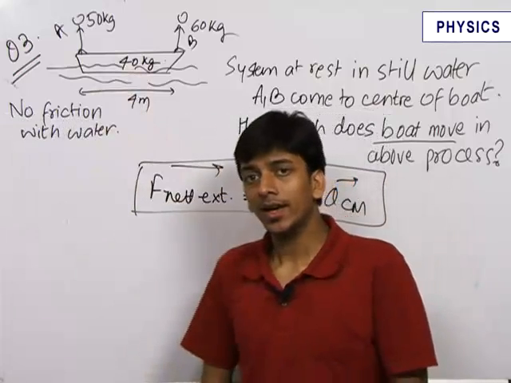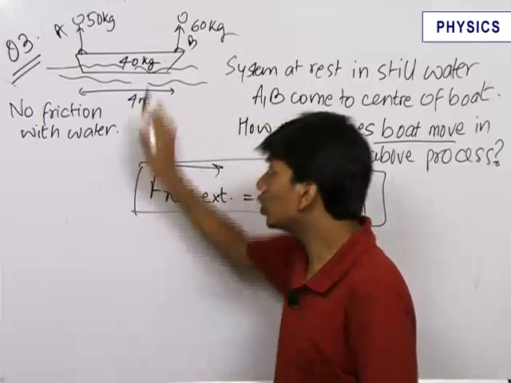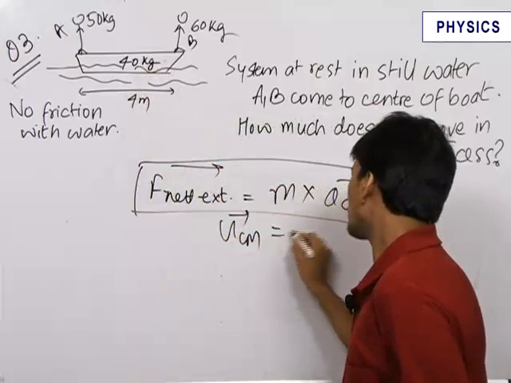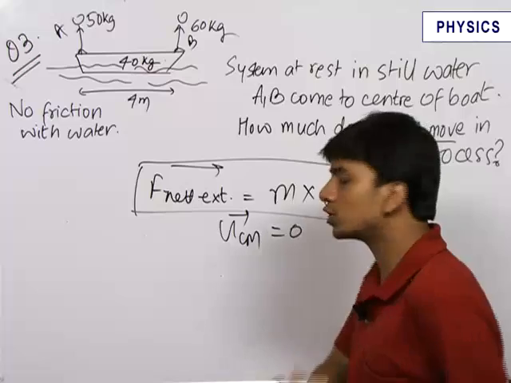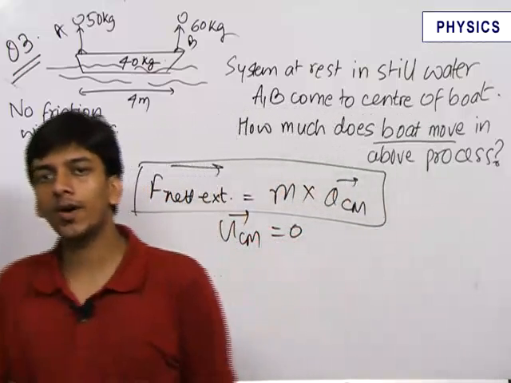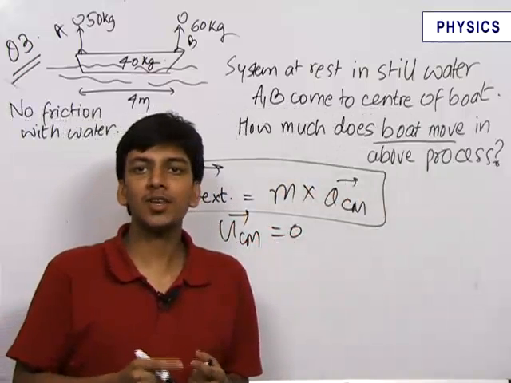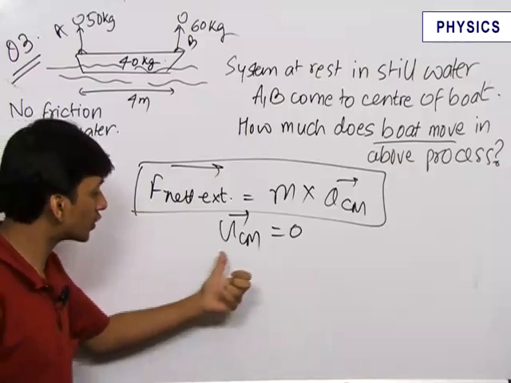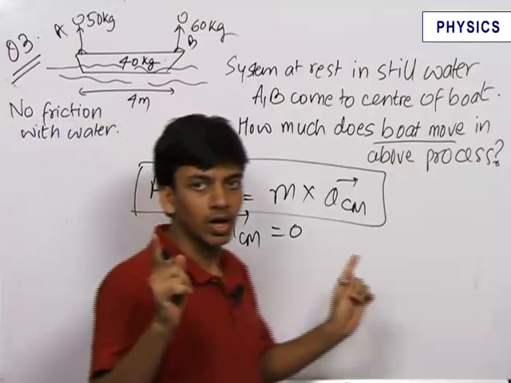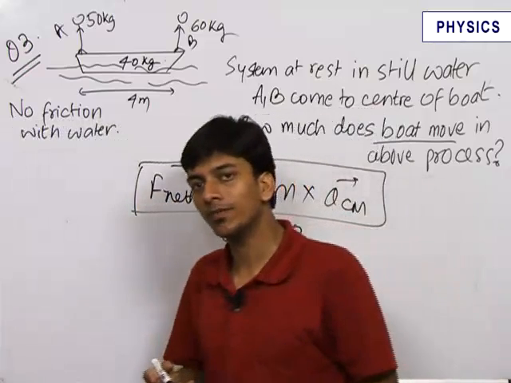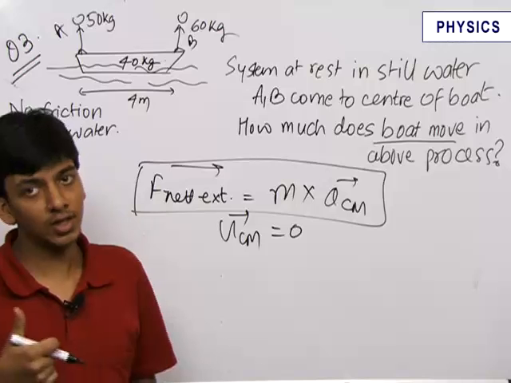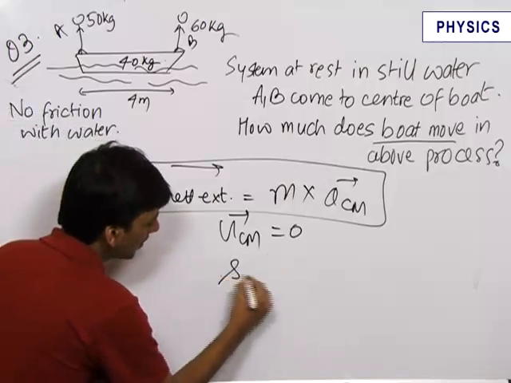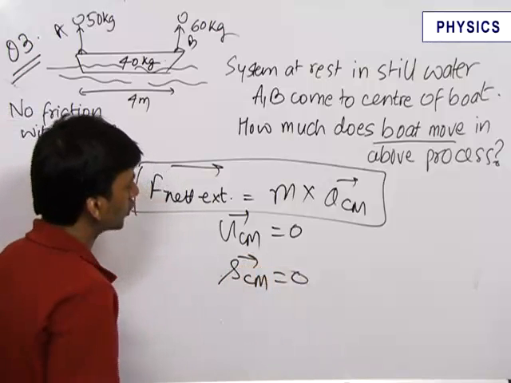Now in this question, initially everything was at rest, due to which the initial velocity of center of mass, we write this as UCM, was equal to 0. The acceleration of center of mass is 0, that means the velocity does not change from the initial velocity. So the velocity of center of mass always remains 0. Now when the velocity of center of mass always remains 0, the displacement of center of mass will be 0 again. So in this question, we see that the displacement of center of mass will also be 0.